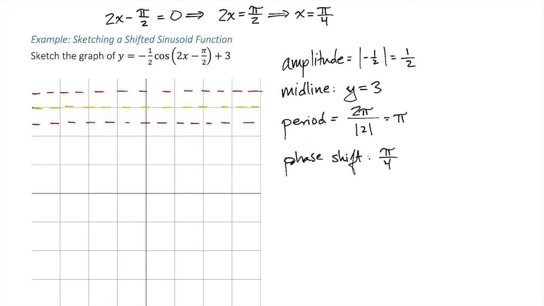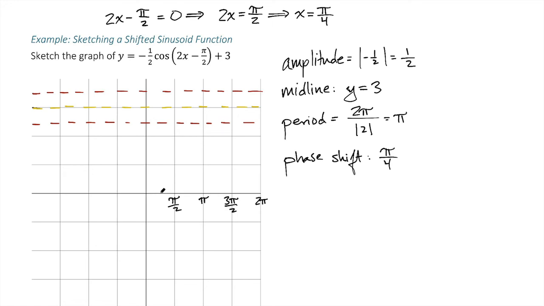Okay, then we can go to our phase shift at pi over 4. I'm going to go ahead and let each of these squares be a pi over 2. So this is pi over 2, pi, 3 pi over 2, 2 pi. So pi over 4 is right here in the middle of 0 and pi over 2.